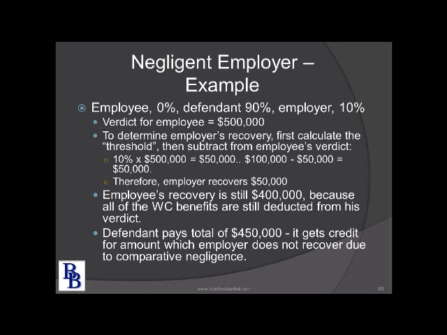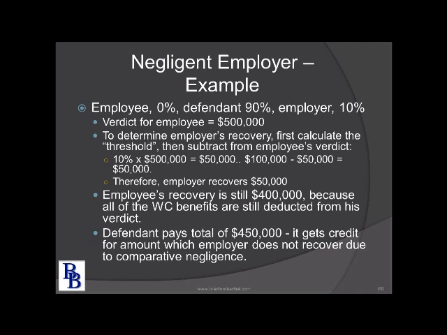Let's change the example a little. Let's make it slightly more complicated. Let's say that your employer is a little negligent. The employee's still not so much. The defendant's now 90%, the employer's 10%. The verdict's still $500,000. But now, to determine the employer's recovery, we have to take that 10% employer negligence and multiply it times the value of the case, $500,000, and that gives us $50,000. That's what we call the threshold. That's the amount of money the employer had to pay before his subrogation rights kicked in. So we subtract that from what he's actually paid, $100,000, and the employer recovers $50,000.